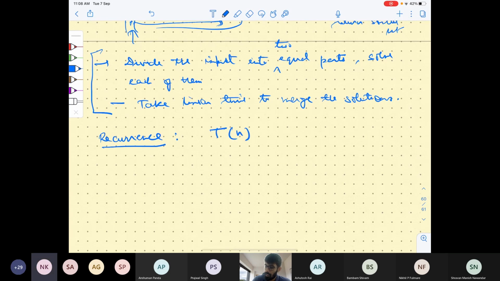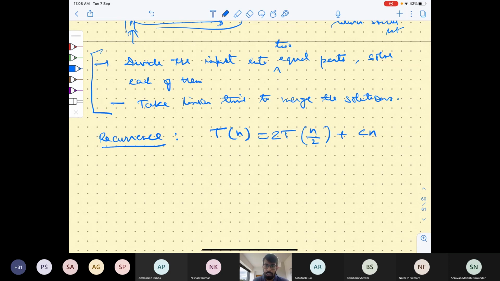So let's say Tn is the time that it takes to solve the problem of size n. We can write 2 times T(n/2) plus order of that's order of merging. So let's say order n. But this order n, we can replace it by saying that it is less than or equal to some Cn. So let's say that Tn is equal to Cn.